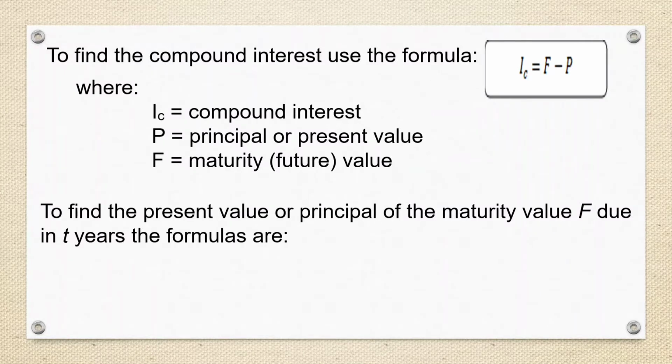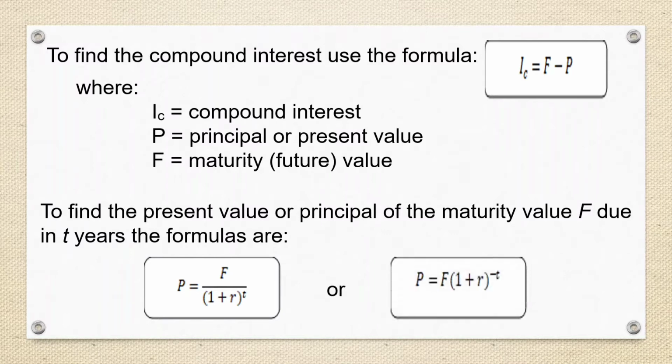To find the present value or principal of the maturity value F due in T years, the formula for the principal is P equals F divided by (1 plus R) raised to T, or P, the present value, equals future value times (1 plus R) raised to negative T. Okay, so those are the formulas we're going to use.